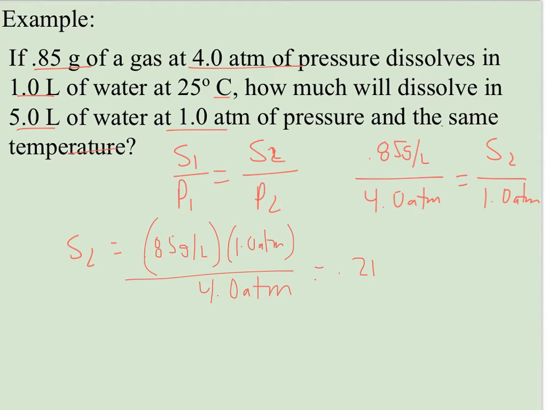And when I calculate that, I see that S2 is going to be equal to 0.2125, I'll just round it to 0.21 grams per liter, because my atmospheres cancel out, and remember, solubility is in grams per liter. Now, I'm not quite done because it asked how much will dissolve in 5 liters of water. So if 0.21 grams will dissolve in 1 liter of water, I could just multiply this by 5 liters, and I can expect 1.1 grams, or 1.106 grams, to dissolve in 5 liters of water. So 1.1 grams would be my final answer.